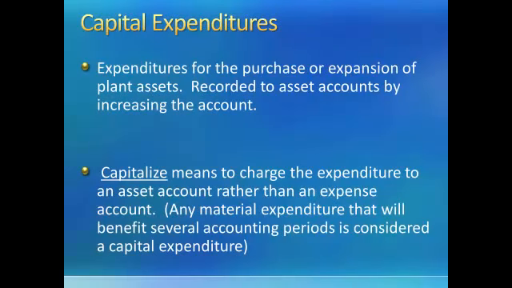For example, a capital expenditure is an expenditure for the purchase or expansion of a plant asset. It's recorded to an asset account by increasing the account. Because if we purchase or expand a plant asset, that would be benefiting more than one accounting period, so the asset account is debited or increased. Capitalized means to charge the expenditure to an asset account rather than an expense account. Any material expenditure that will benefit several accounting periods is considered a capital expenditure.